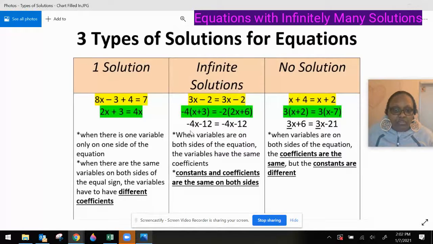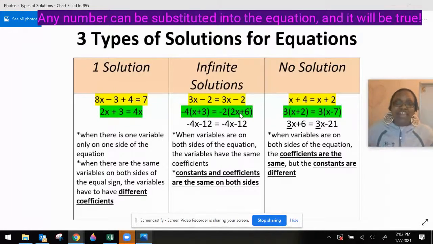Now notice both the coefficients, those -4s, and the constants, the numbers by themselves, -12. Everything's the same. Everything on the left side is the same as everything on the right side. Infinitely many solutions. What that means is x in this case can equal anything. You can substitute in 5, and what's on the left will equal what's on the right. You could substitute a million, and whatever's on the left will equal the right. So infinitely many solutions is when the left side looks the exact same as the right side once it's simplified a bit.